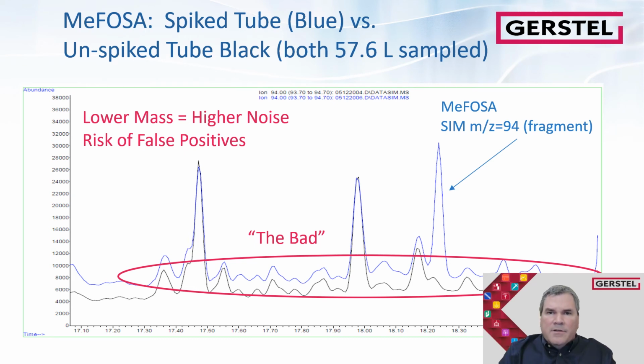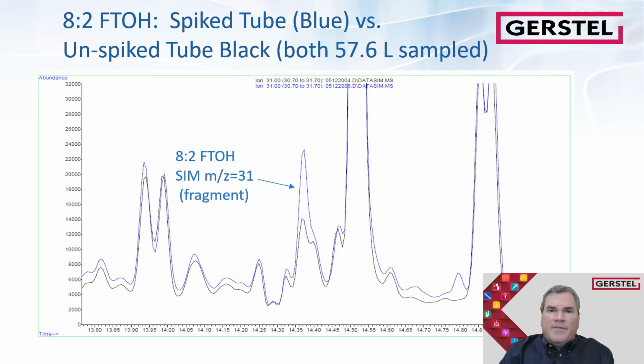So you've seen the good and the bad. Now let's talk about the ugly. The fluorotelomere alcohol 8,2-FTOH. This is SIM at mass 31. Now, if you're an experienced mass spectrometrist, you're asking, why would you do mass 31? In this case, it's because you have very little choice. It's the strongest ion that this FTOH produces. You want to try to use it for quantitation.